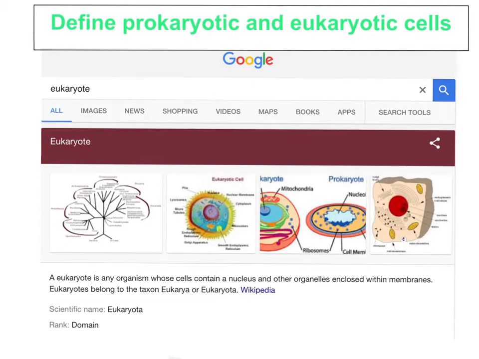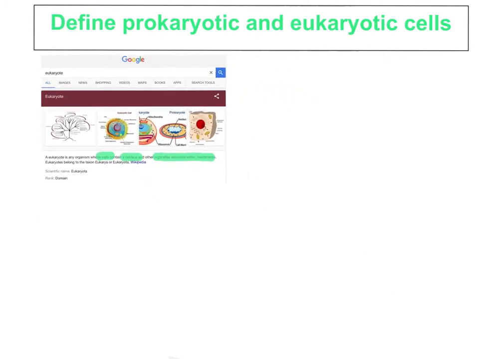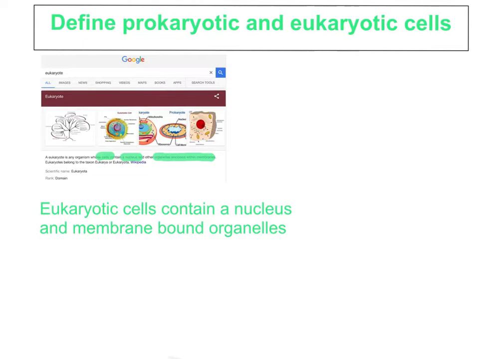If I take out my highlighter pen now, just give me a second. All right, so the important points in this definition are an organism made up of cells, contain a nucleus, and organelles enclosed within membranes. If we put that into our own words, it's going to look something like this. Eukaryotic cells contain a nucleus and membrane-bound organelles. Very simple. That's all that you need.